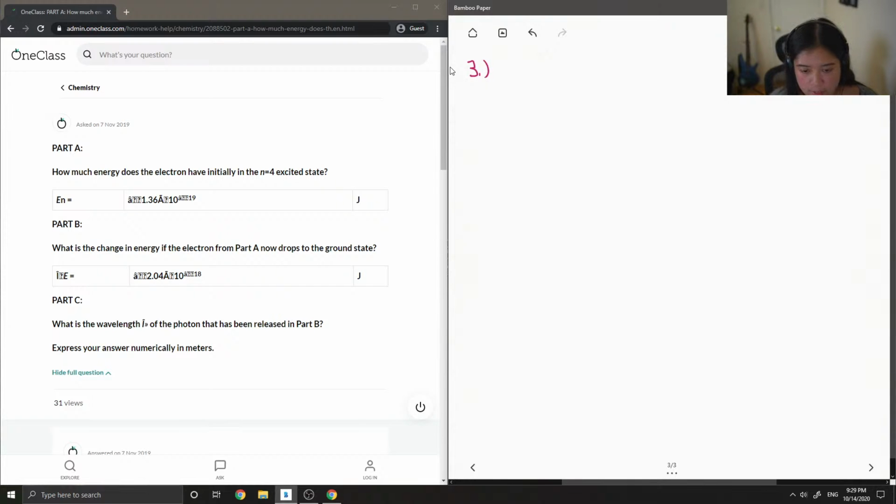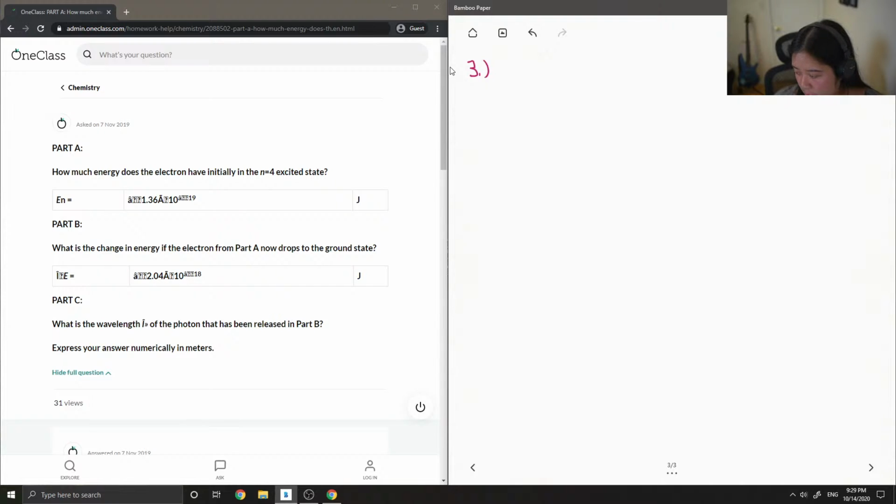How much energy does the electron have initially in the n equals 4 excited state? It looks like this person answered it already, but I'm still going to go over the question just to see how they got this answer. I'm assuming this is 1.636 times 10 to the negative 19. Part B asks, what is the change in energy if the electron from part A now drops to the ground state? Again, I'll just go over how they got that answer. And then part C, what is the wavelength of the photon that has been released in part B? I'm guessing this is the part of the question that they actually needed help with.